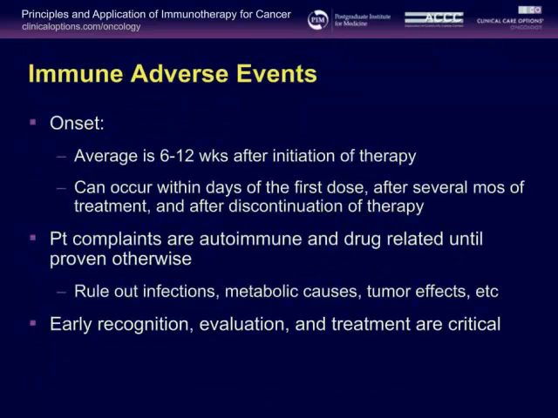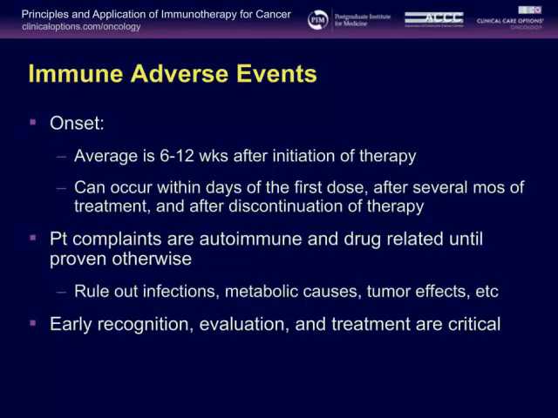So with these immune events, there's a variability in when they can happen. The average is 6 to 12 weeks, but it can happen quickly. So if someone gets worsening shortness of breath, you want to get your x-ray quickly and look for evidence of pneumonitis. If they're getting diarrhea, don't assume it couldn't be from the drug because it's not been 6 to 12 weeks. You've got to treat appropriately. This can occur within days of the first dose, as I just said. It can happen after several months. It can happen after discontinuation. So there's this average, but there's a huge range.